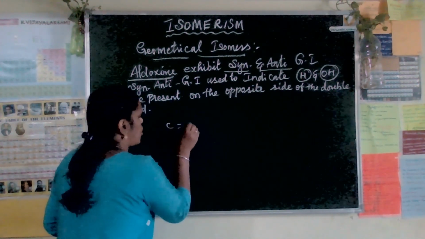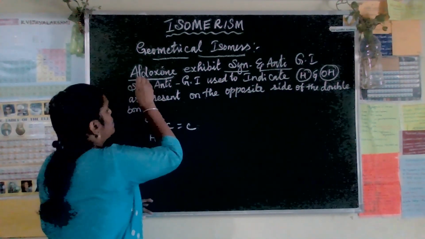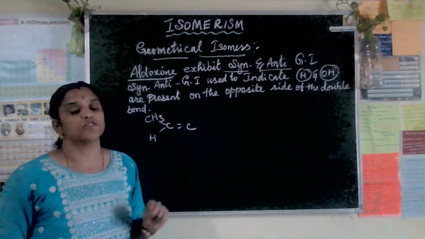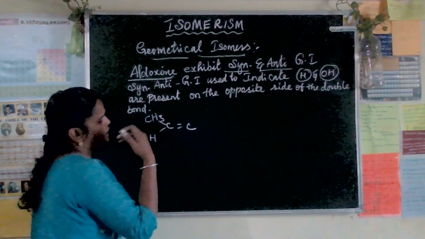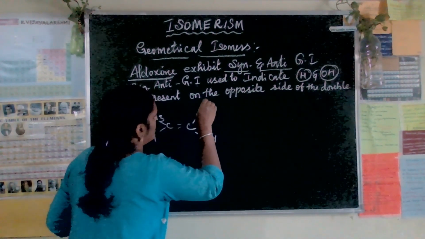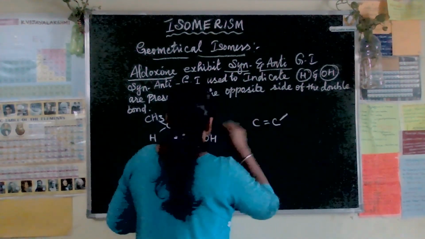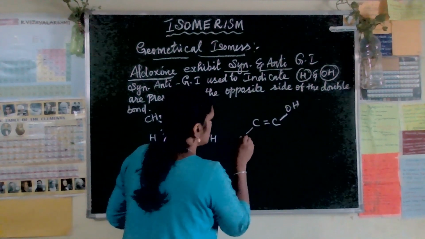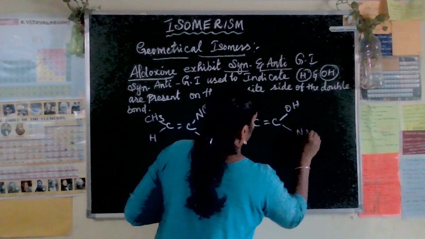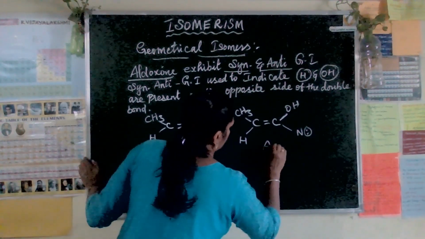C double bond C. Here one side hydrogen, the other side CH3. It belongs to aldoximes. And one more thing, diazo compounds also we can identify as syn and anti geometrical isomers. One side here OH and here nitrogen, lone pair of electrons. The same way, opposite side, C double bond C. Here OH, that means this side H, and here CH3, and here nitrogen, lone pair of electrons. So this is syn and this is anti.